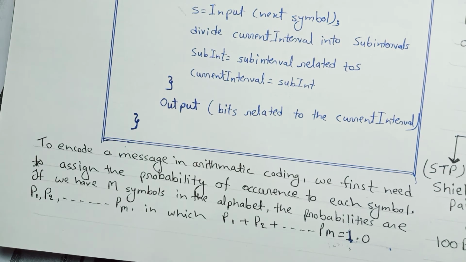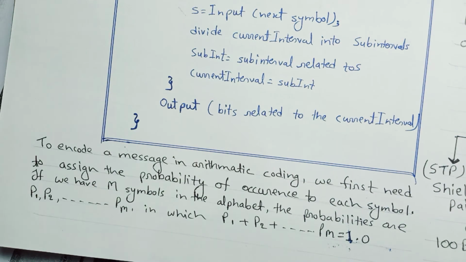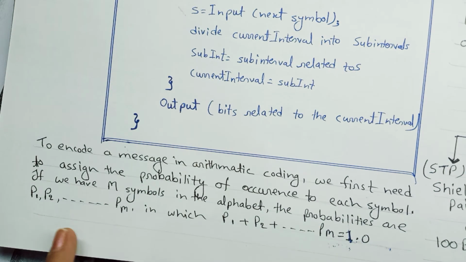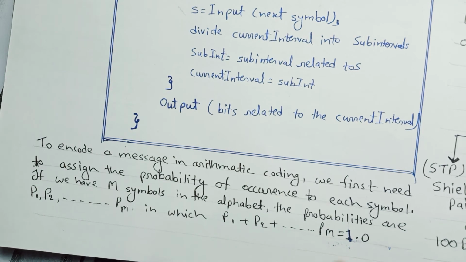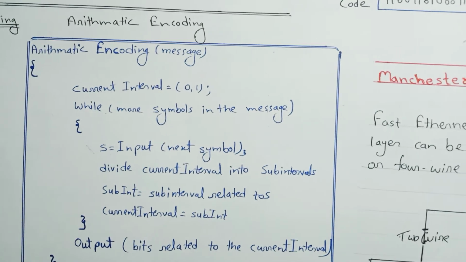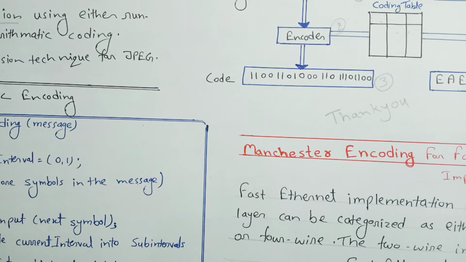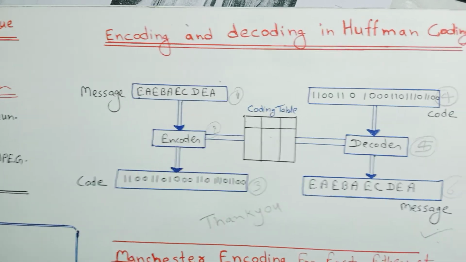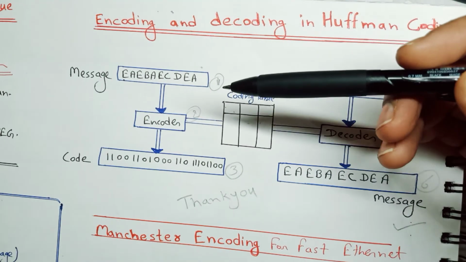We don't have to go into much depth according to the NTA UGC NET syllabus. We only have to know that if we have an M symbol alphabet, the probabilities sum to 1. This is arithmetic encoding. And now, encoding and decoding in Huffman coding.